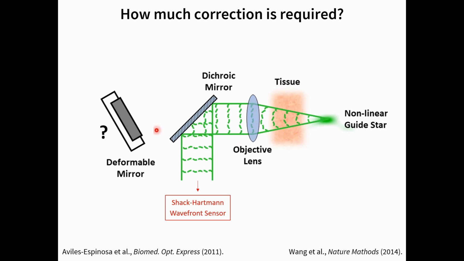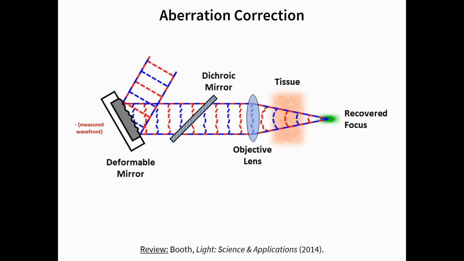So when the fluorescence is coupled out by a dichroic mirror, it can be sent to a wavefront sensor like a Shack-Hartmann, which then measures the different aberration modes that are present in the aberrated beam. Then, once you have these aberration values, you can send the negative of these values to the deformable mirror so that a perfect beam and a perfect focus is recovered at the sample plane for aberration-corrected imaging.